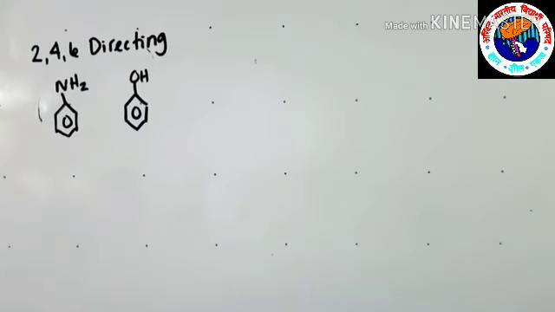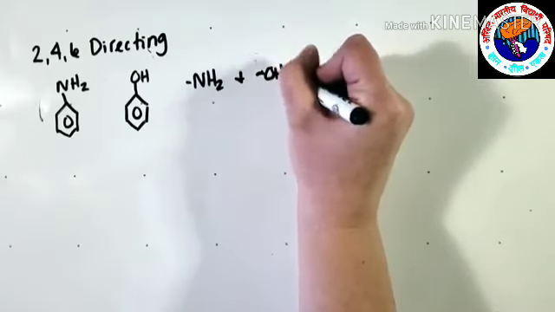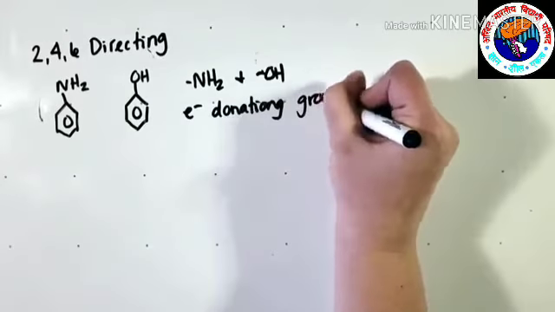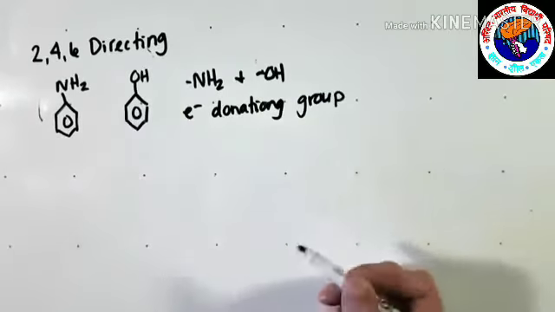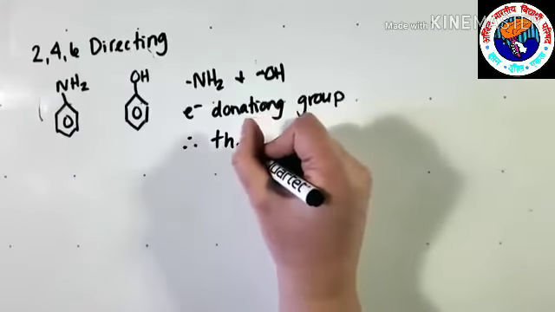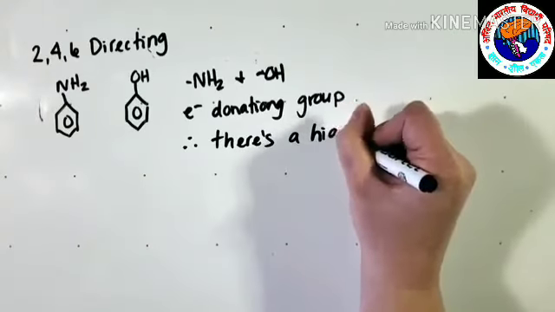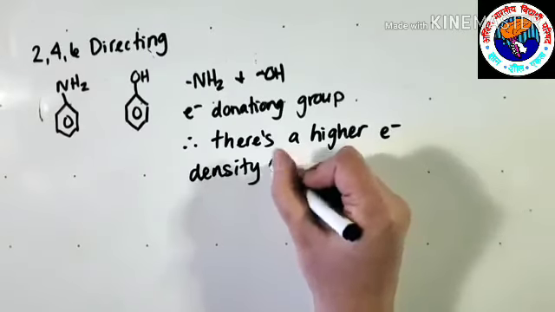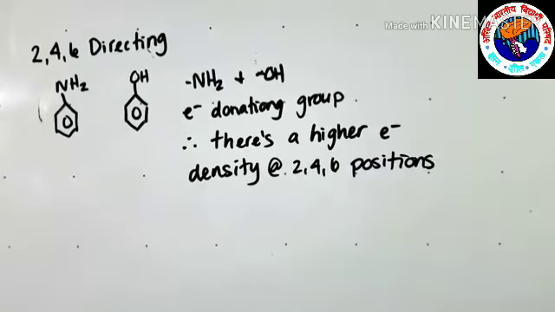Now both of these groups, NH2 and OH, are electron donating groups. So NH2 and OH are electron donating groups. So what that means is their electrons can be donated into this benzene ring system. Okay, and that will make there be a higher electron density on the positions 2, 4, and 6. Okay, so higher electron density at the 2, 4, and 6 position. Okay, which means those are the positions that are more likely to react.